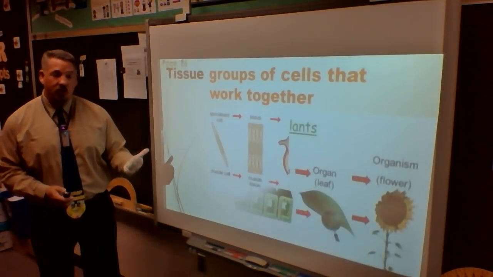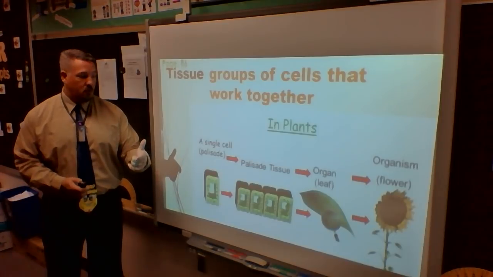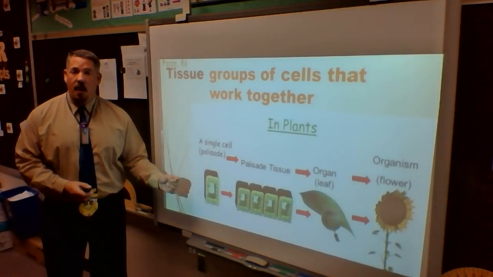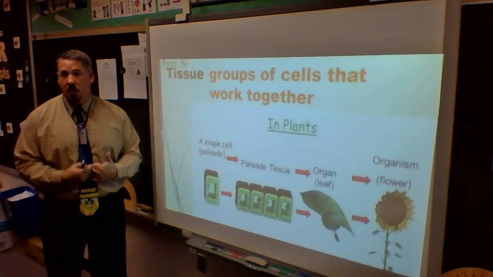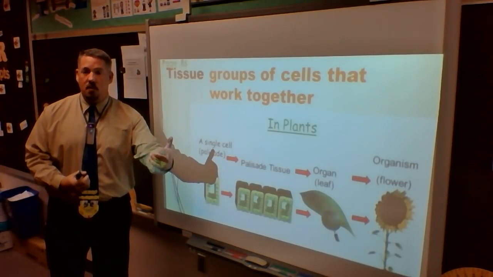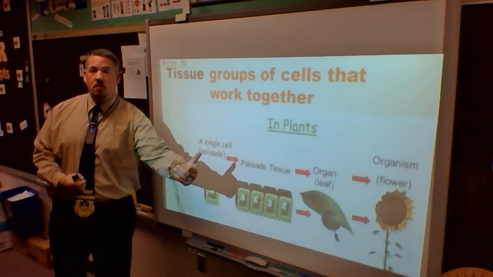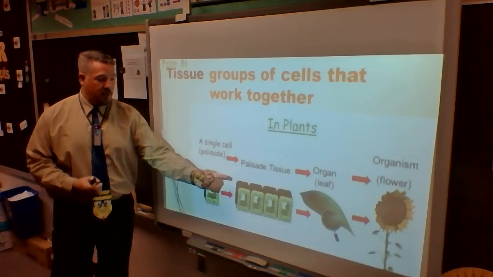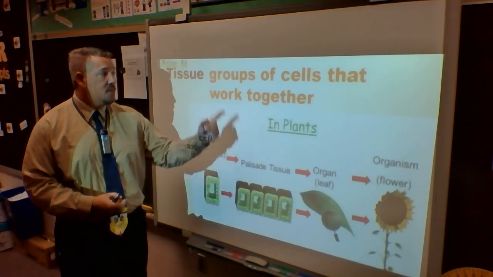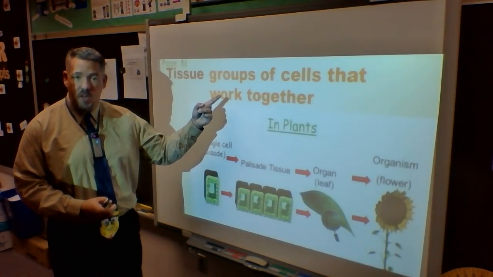Plants are the exact same way as the animals. They have cells, and cells have specific jobs. A leaf cell is not the same as a stem cell, which is not the same as a root cell. So those cells come together to make up the tissue. Cells working together for a particular job.